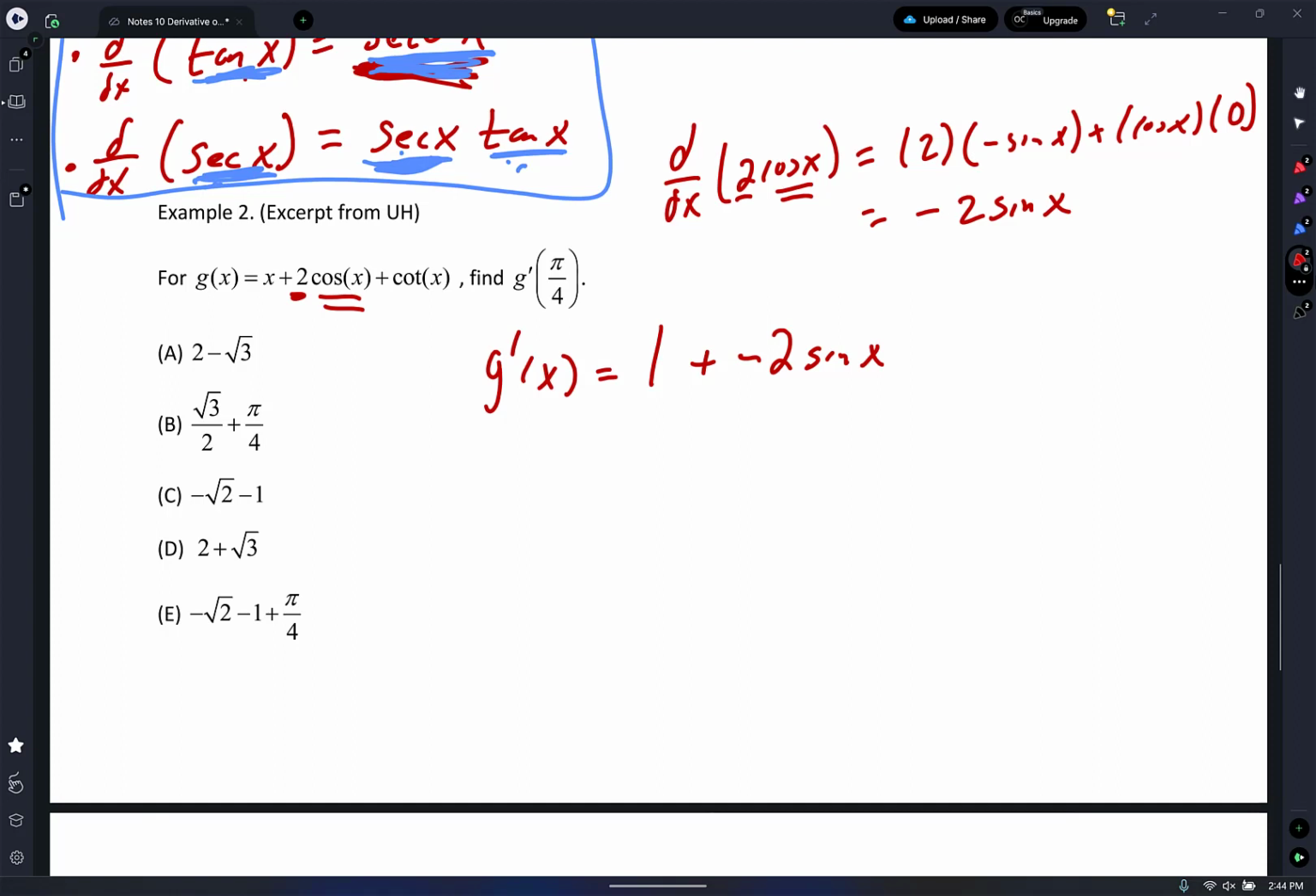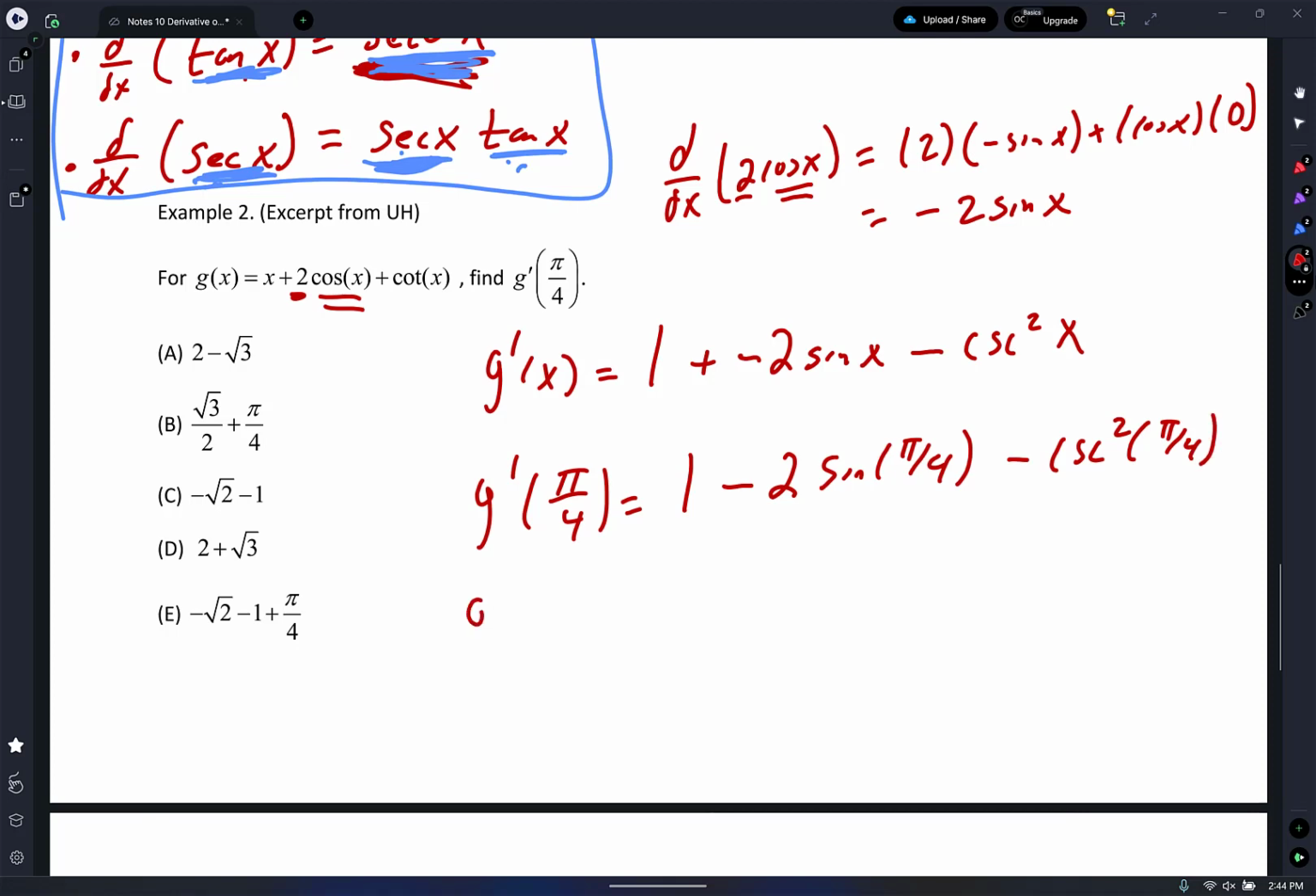What's the derivative of cotangent x? Negative cosecant squared x. Perfect. Here comes pre-cal. You're done with calculus. That was it. Here comes pre-cal, and it's not heavy pre-cal, guys. G prime of pi over 4 equals 1 minus 2. There's your minus, Guerrero. What is sine of pi over 4? You know what? I'll write sine pi over 4 first. Square root of 2 over 2. Yes, it is.